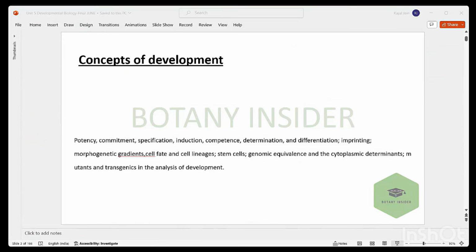So what are the two components in the entire cell induction or signal induction? The first one is the inducer. The second one is the responder. Now, the second thing over here, the second term, is potency.